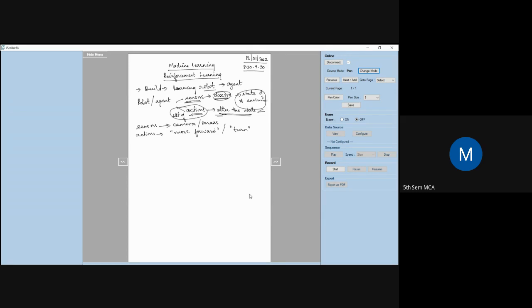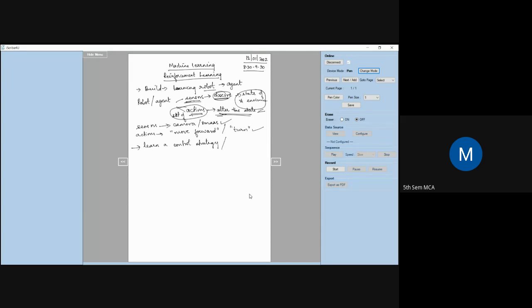Examples of sensors are cameras and sonars. So what is an action? Examples of actions: let's say move forward is an action, turn is an action. Now, what is the task of the robo? It has to learn a control strategy.